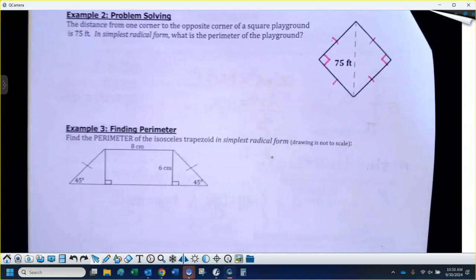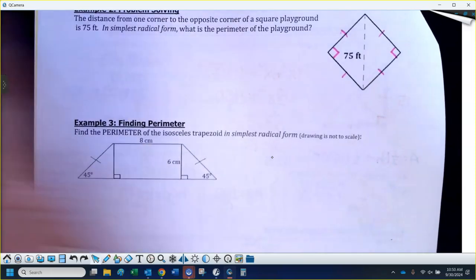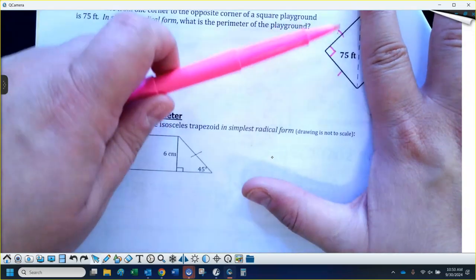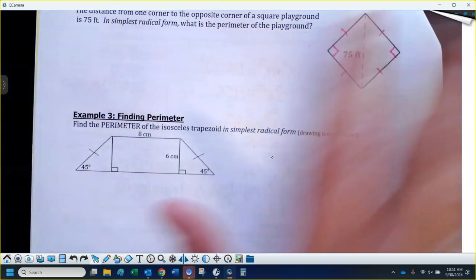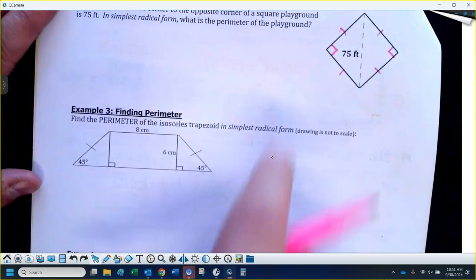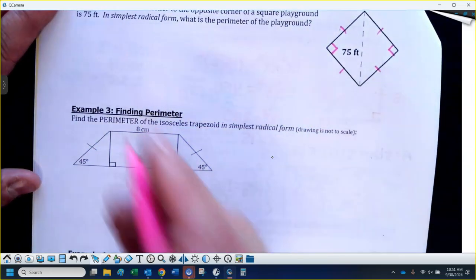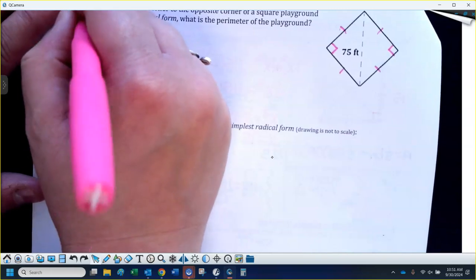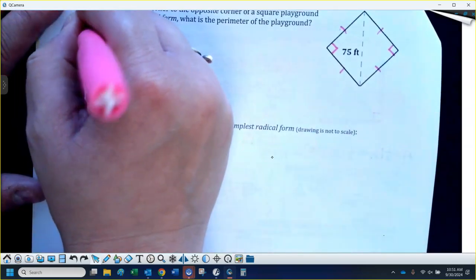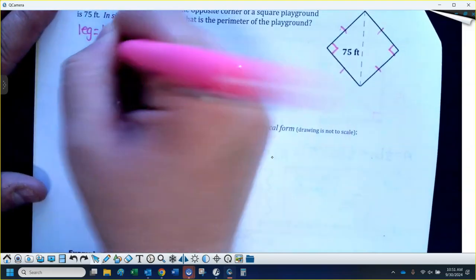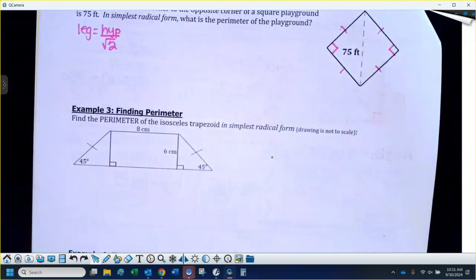Basically what you have here, if I cover one of these up, right, I have a 45, 45, 90, because these two sides are the same, and I have the hypotenuse of that 45, 45, 90. So the leg would be every single one of the sides in the little square that we have there. So your leg is your hypotenuse divided by the square root of 2. So we have the hypotenuse there.